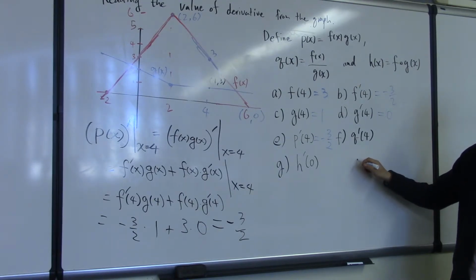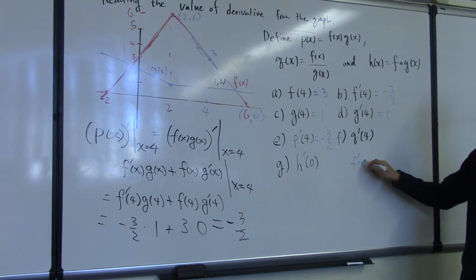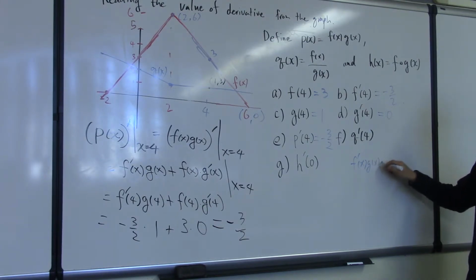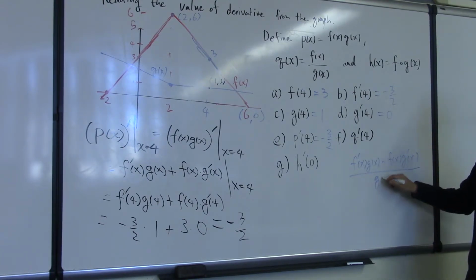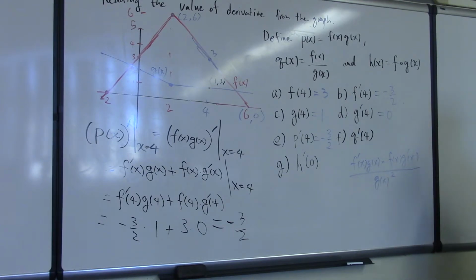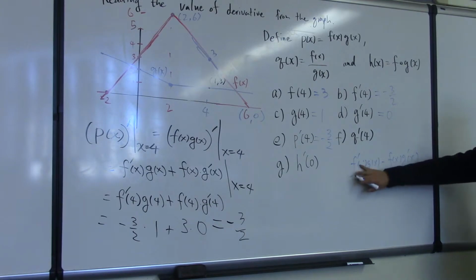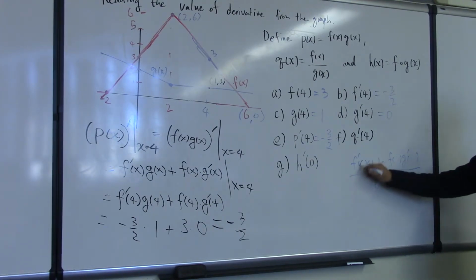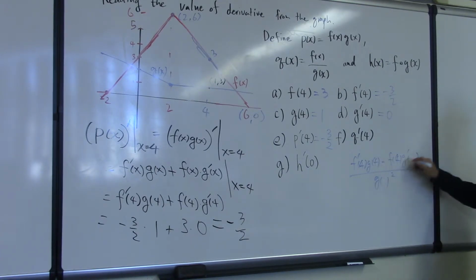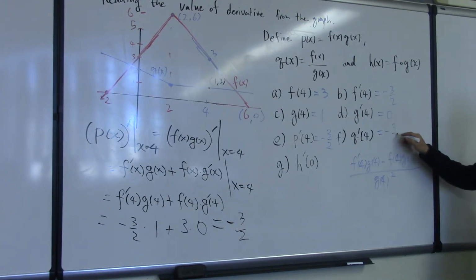The quotient rule is f prime of x times g of x minus f of x times g prime of x, over g of x squared, right? The denominator squared. And then into here, I'm supposed to be plugging in 4, right? So I plug in 4 here. Oh, so this is again, if I plug in everything, you get negative 3 over 2.